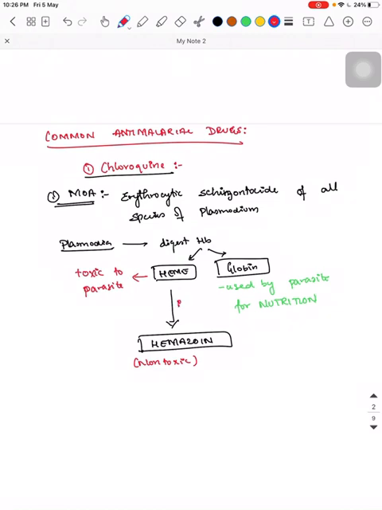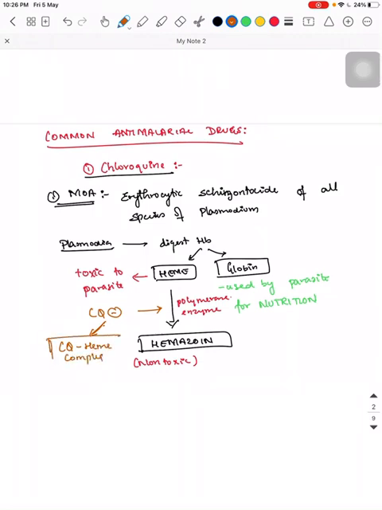So, it is converted into its non-toxic form called hemozoin by the polymerase enzyme that is secreted by the malarial parasite.